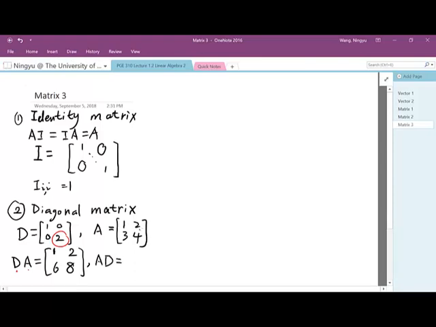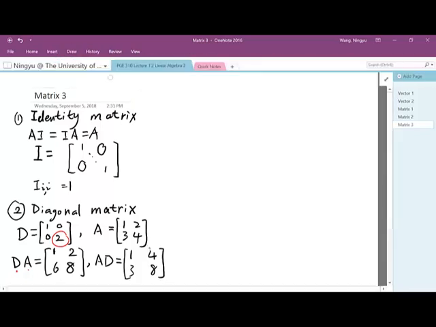So the first row of A multiplies the first column of D. First row is 1, 2, first column is 1, 0. So 1 times 1 plus 2 times 0 is 1. And then here, 1, 2 multiplied by 0, 2 is 4. 3, 4 multiplied by 1, 0 is 3. 3, 4 multiplied by 0, 2 is 8.